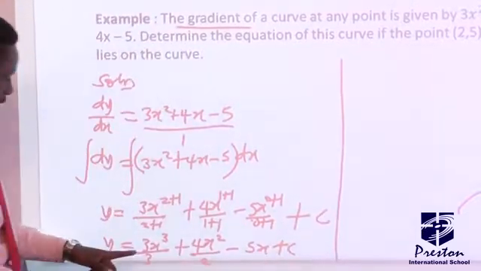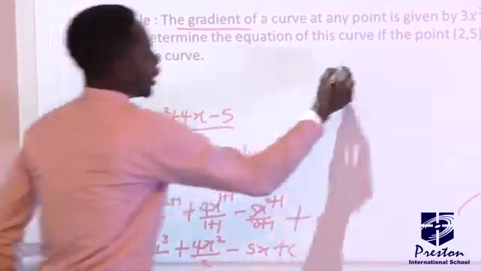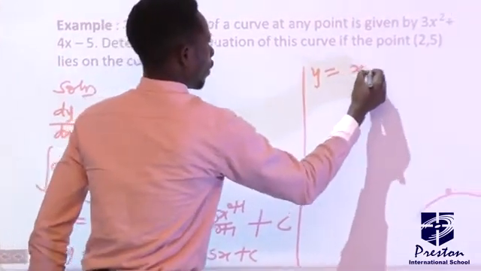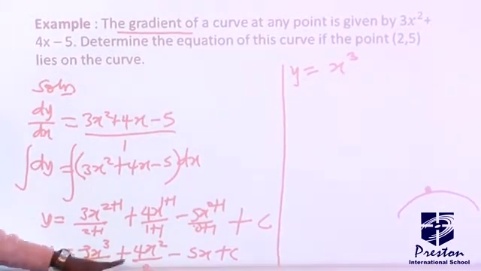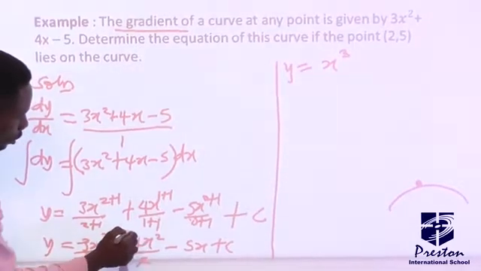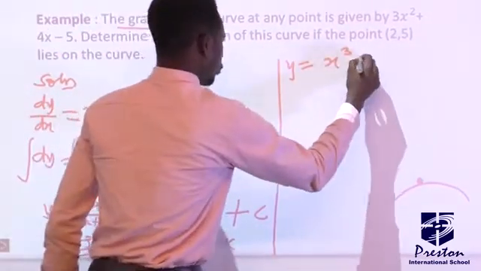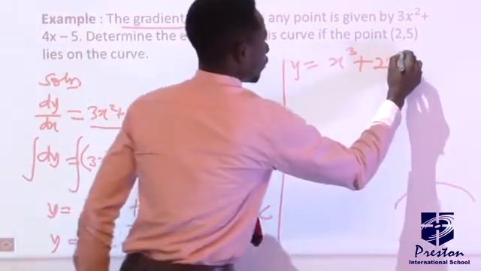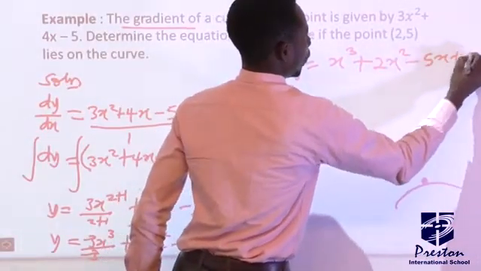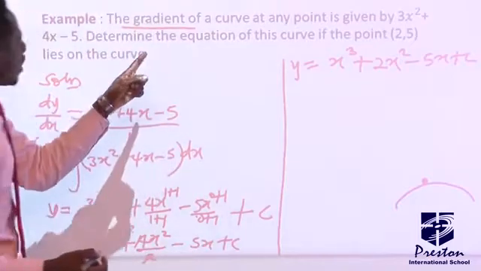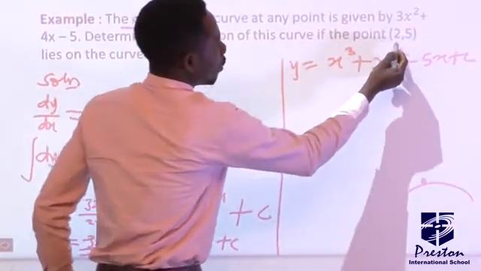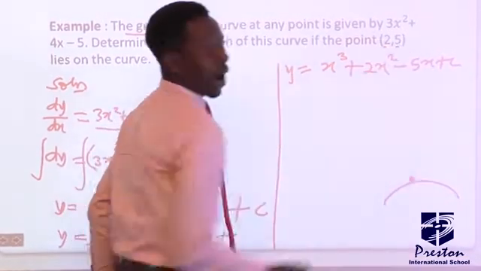Okay, you agree with me that this 3 will nullify 3. That means we have our y to be equal to x cubed, plus 4x squared over 2, where 2 goes into 4 two times, so we are left with plus 2x squared, then minus 5x plus c. Now, the question says it passes through (2, 5), that means our value of x is 2 and the value of y is 5.